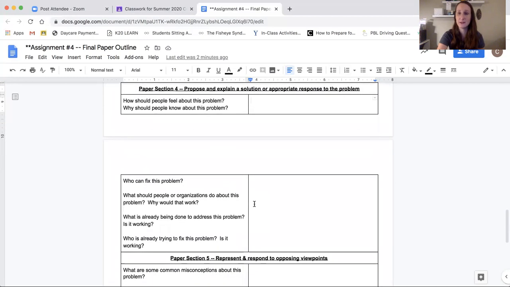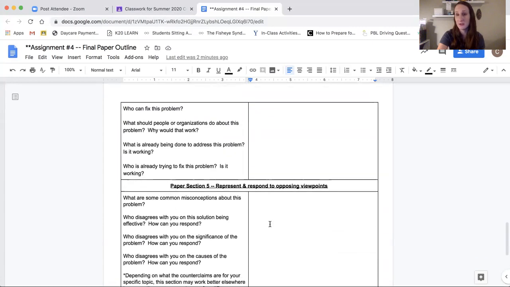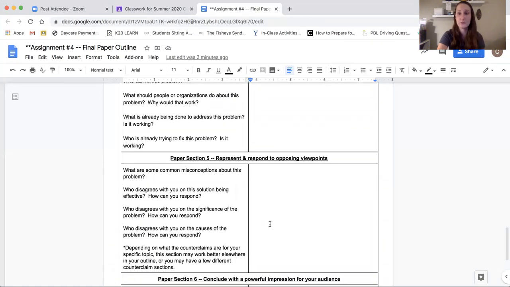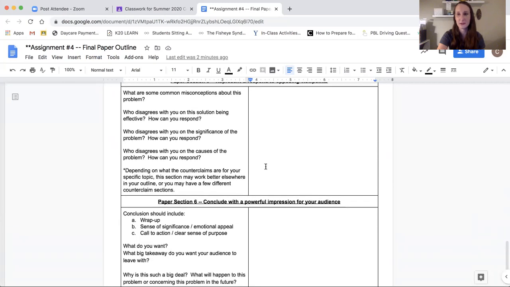I am looking for, in this final paper, acknowledging varying perspectives. And so those can be varying perspectives on any part of your argument, not necessarily the overall argument, right? So I hope that helps you with specifically this counterclaim section.